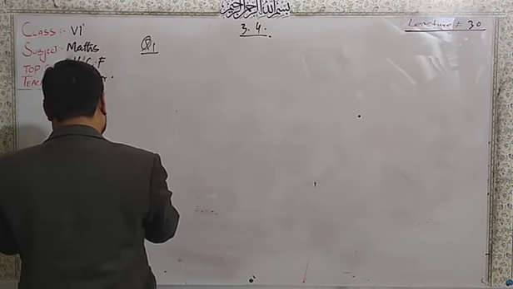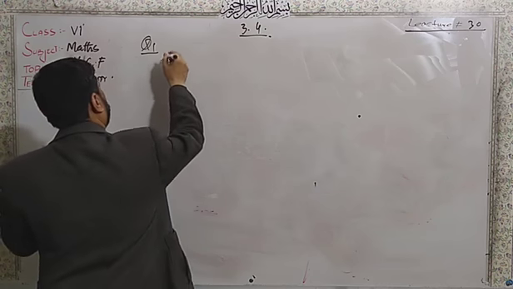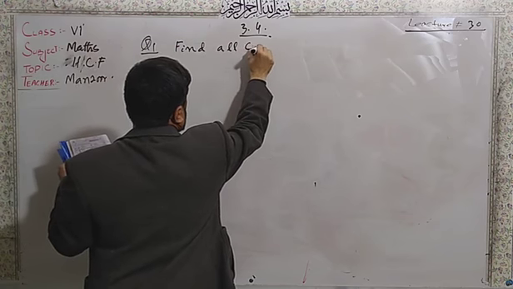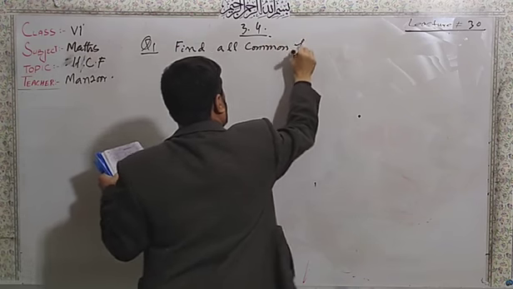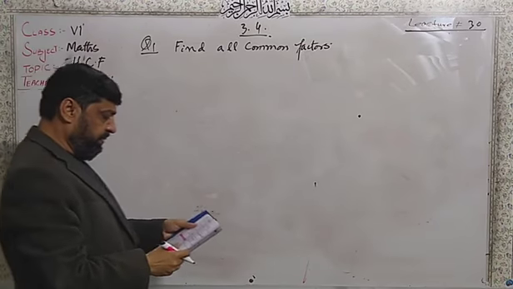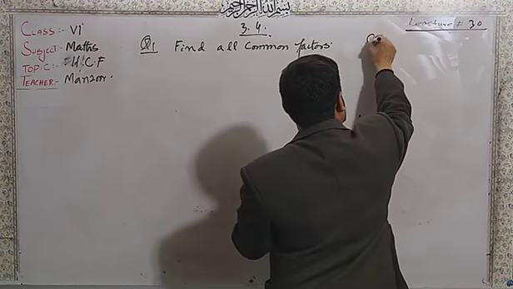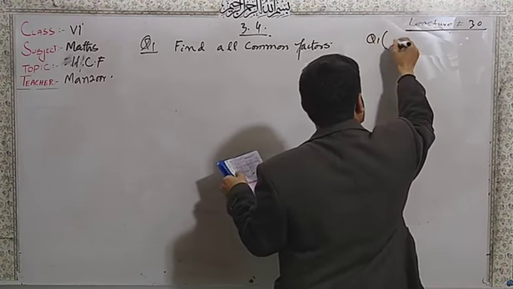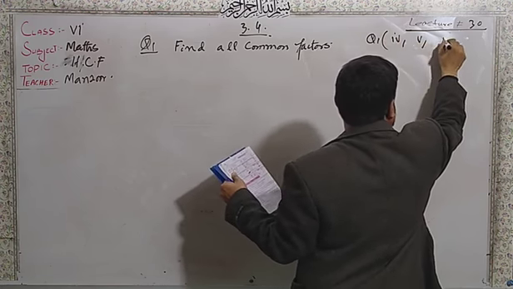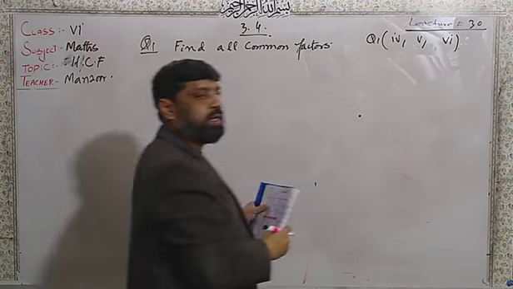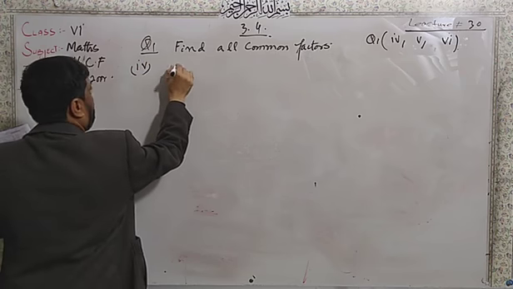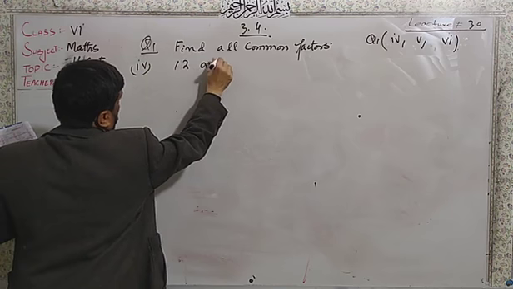Find all common factors. Dear students, in this question we are only given part number 4, part number 5, part number 6. Now part number 4, that is 12 and 18.